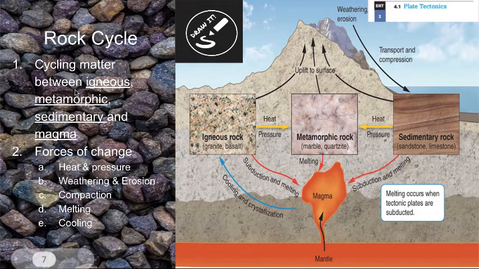One last note here that's of lesser importance, but really important for understanding how we tie into the rock cycle, is the cycling of matter between igneous, metamorphic, and sedimentary rock. So just as a side note, understand that rocks have a cycle to them, the process of uplifting to the surface, and so we get uplift, we get weathering and erosion, compression, heat and pressure, subduction and melting, and cooling. All these things are going to cause the type of rock to change.